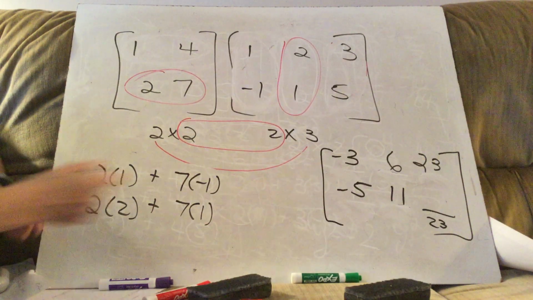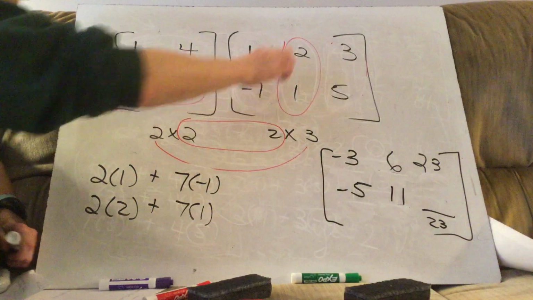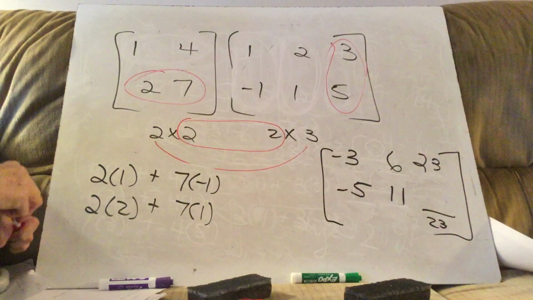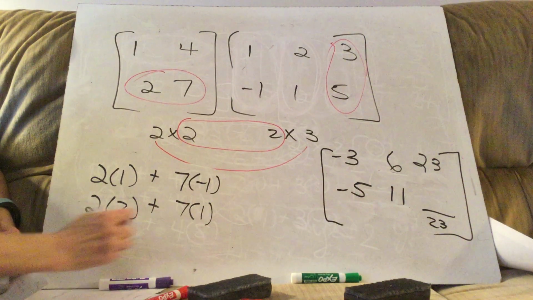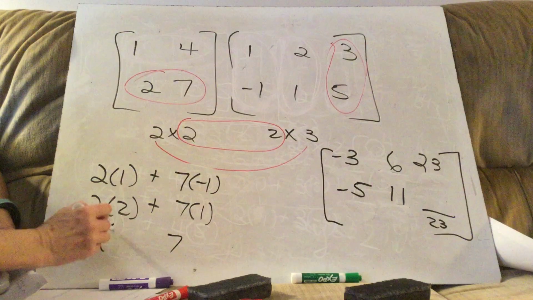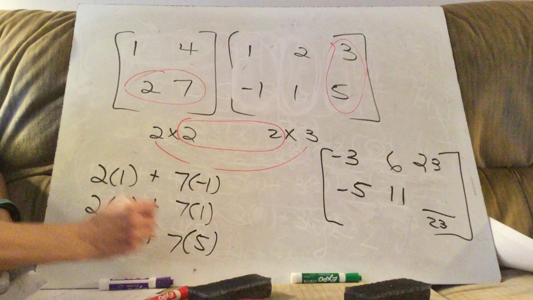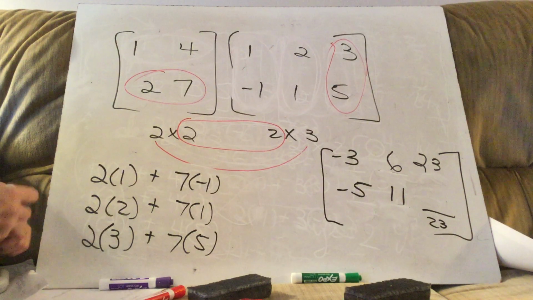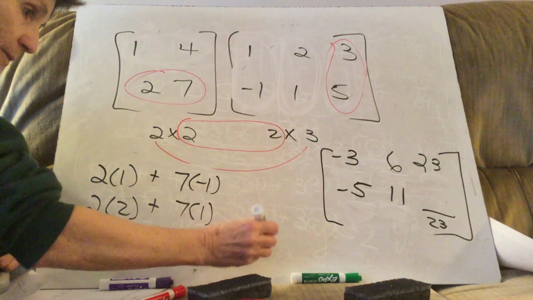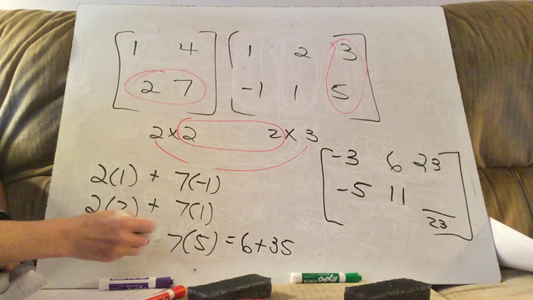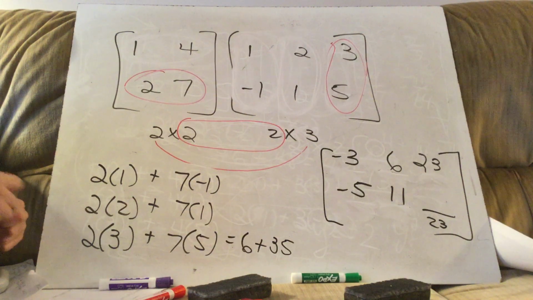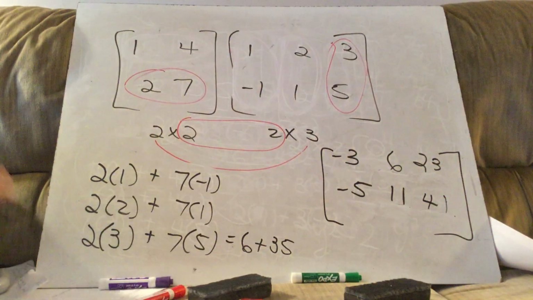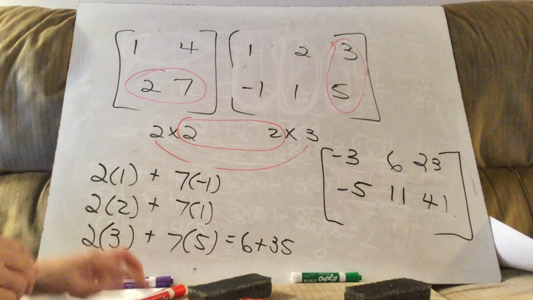And finally, the last position down here, second row, but now I need my third column. So that'll be my 2 and my 7, and then my 3 and my 5. So 6 plus 35. That's a 6. That's a 35. So that one is going to be, what is that, 41? So that last spot is 41. And there is the answer to the question.